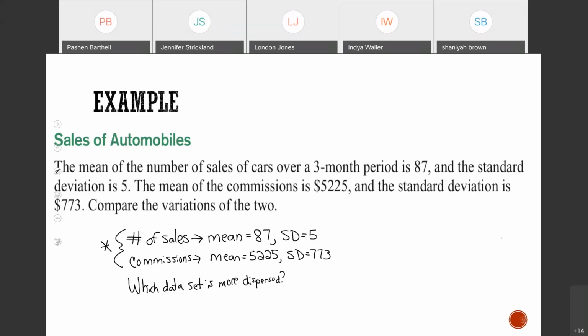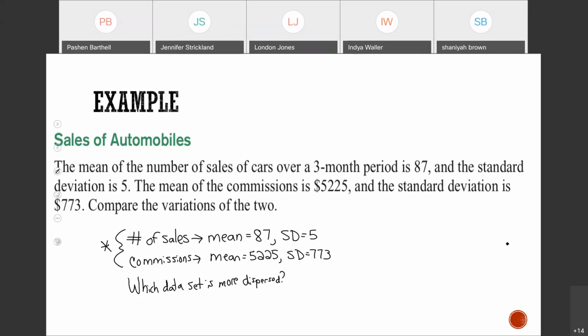So I'm going to argue that this is not quite as easy as the last example. I can't just look at my two standard deviations and say, oh, 773 is much bigger than 5, so therefore that must be the commission data being more dispersed. So now we need to figure out what's the difference. Why does our rule work in the first example, but maybe doesn't work here? Anybody have a thought?